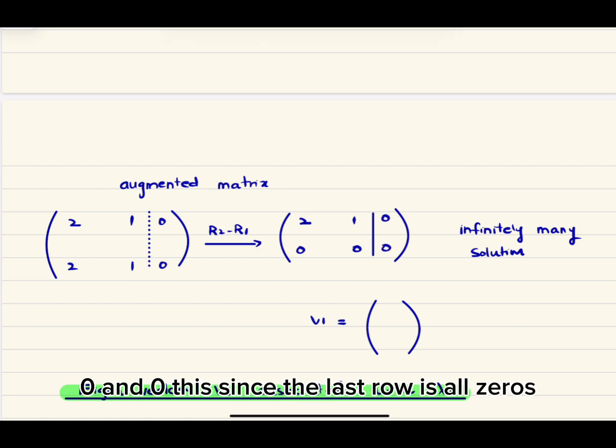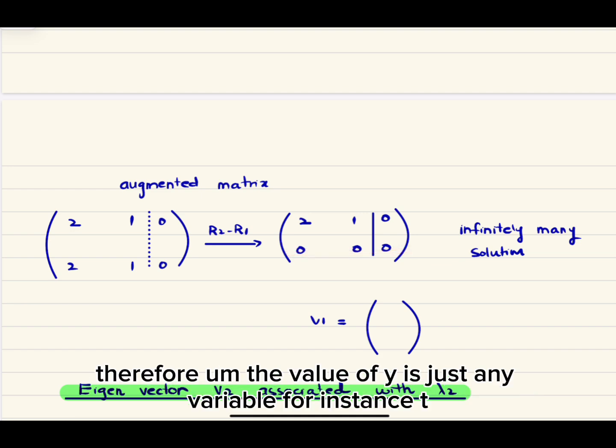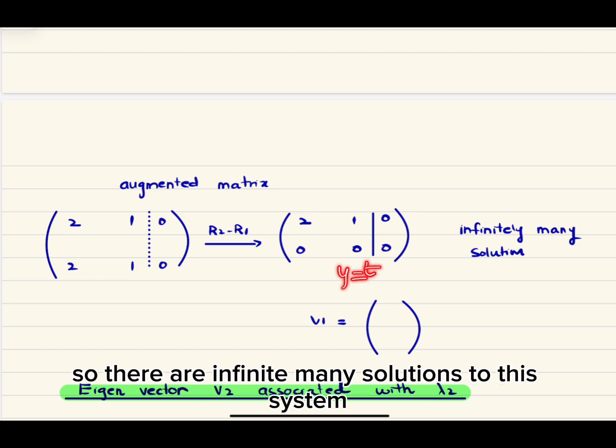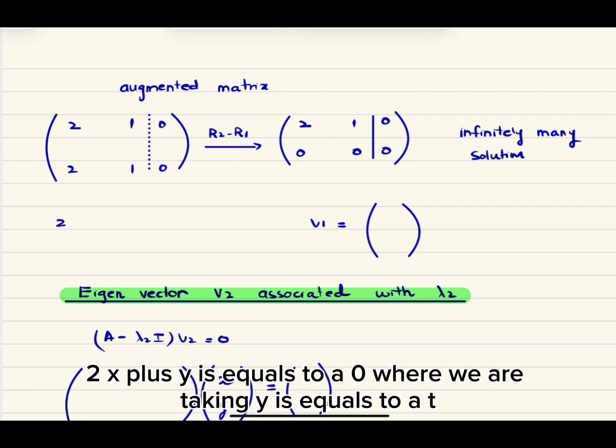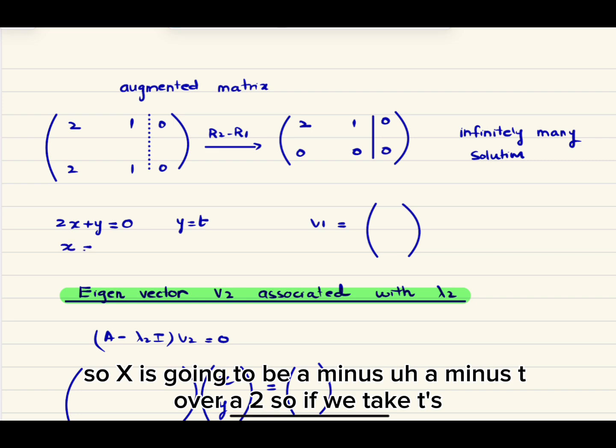Since the last row is all zeros, the value of y is just any variable, for instance t. So there are infinitely many solutions to this system. The first equation says 2x plus y equals 0, where we are taking y equals t. So x is going to be minus t over 2.